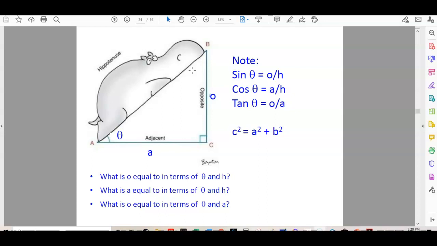Alright, so we're just reviewing trigonometry, okay? The basic tools that we need for trigonometry are sine, cosine, and tangent. Sine of theta is opposite over hypotenuse. Cosine of theta is adjacent over hypotenuse. Tangent of theta is opposite over adjacent. Pythagorean's theorem is c squared equals a squared plus b squared, okay? So that is the basics.